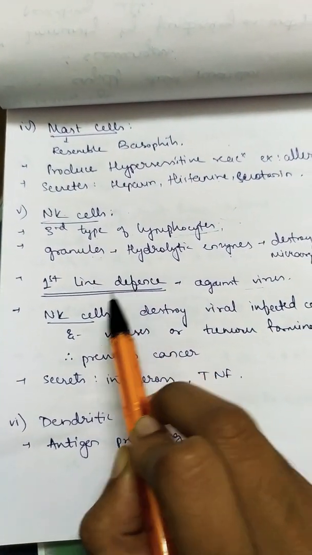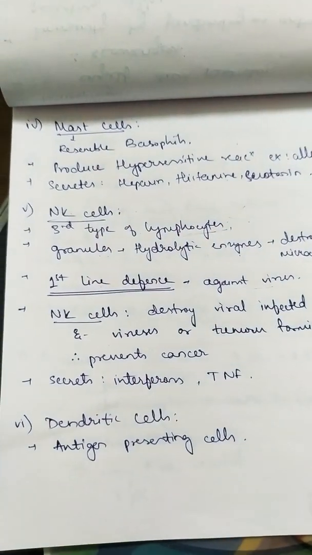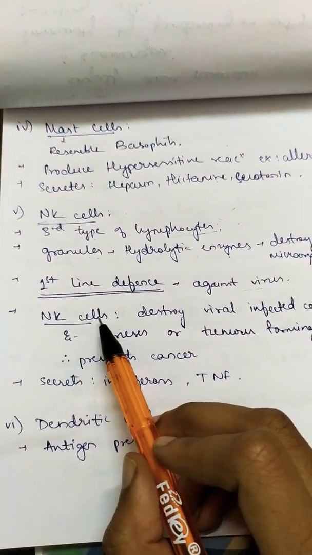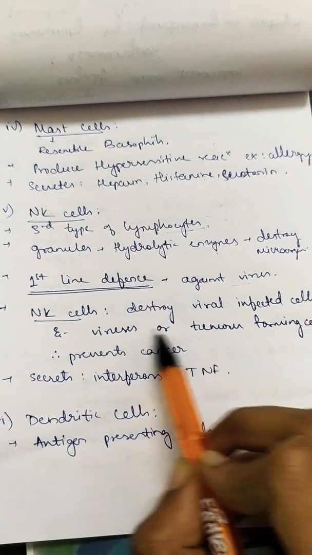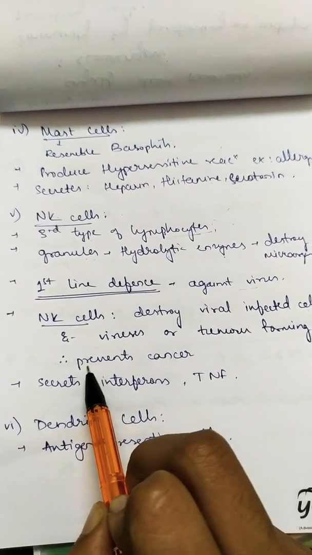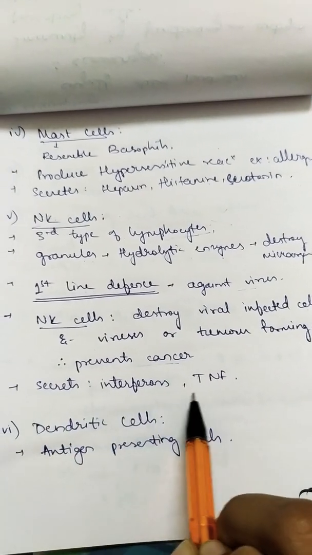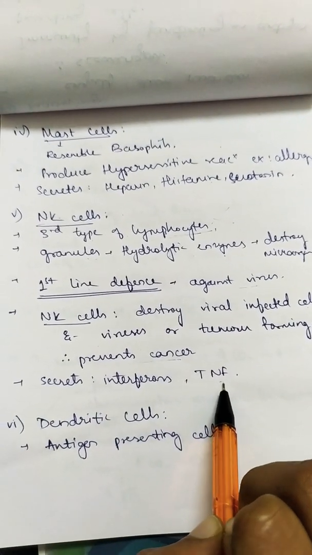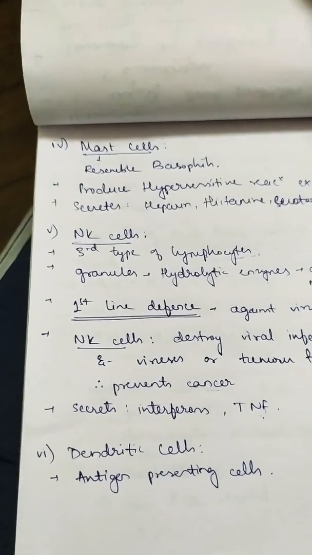Why do we attribute the tag first line of defense to natural killer cells? It is because natural killer cells destroy viral infected cells and also viruses or tumor forming cells. So hence they obviously prevent cancers. They secrete interferons and tumor necrosis factor. Tumor necrosis factor is also being synthesized by macrophages.